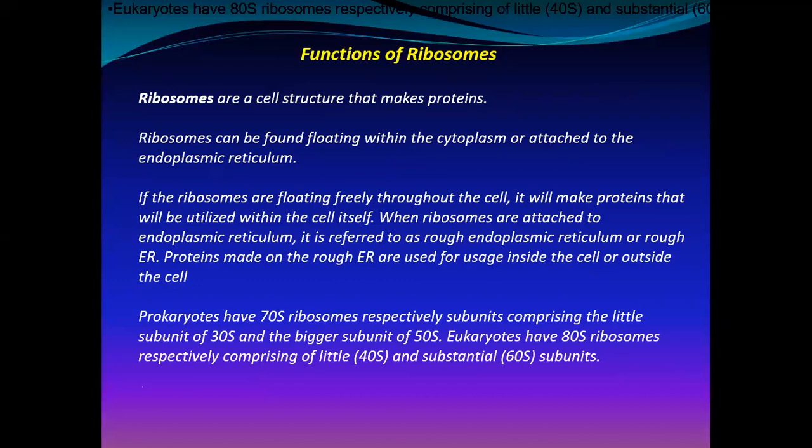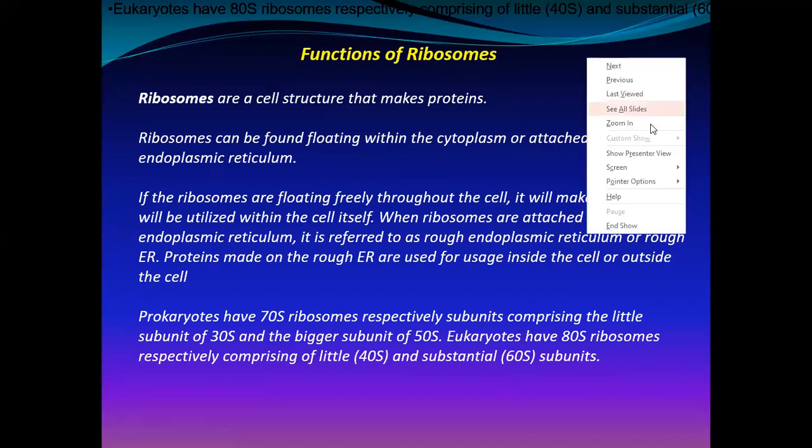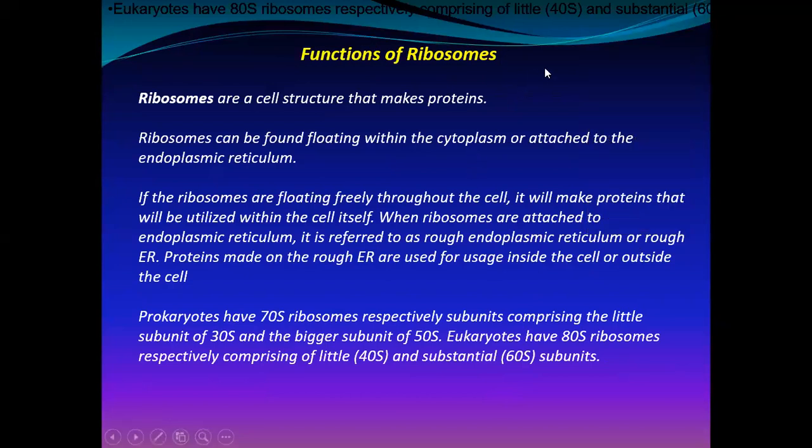Okay, and then we come to the ribosomes. Ribosomes are the cell structure or organelle that makes protein. Ribosomes can be found floating within the cytoplasm, which are the free ribosomes. And then we have ribosomes attached to the endoplasmic reticulum also. We have already done that.